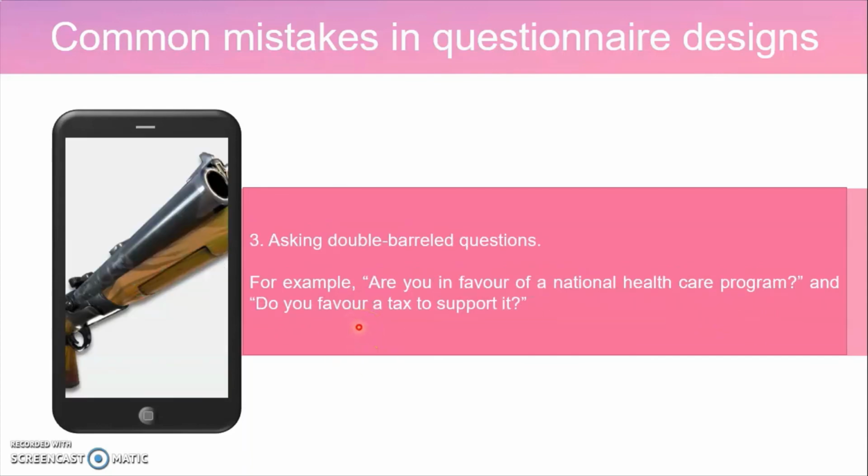The third one is asking double-barreled question. So sometimes the question contains compound sentences that require the participant to respond to 2 questions at the same time. For example, are you in favor of a national healthcare program? And do you favor a tax to support it? So this kind of example is like asking the same question but in 2 different sentences.